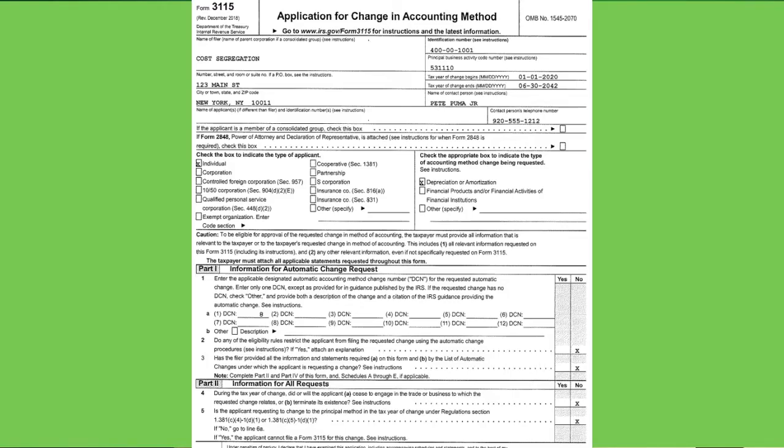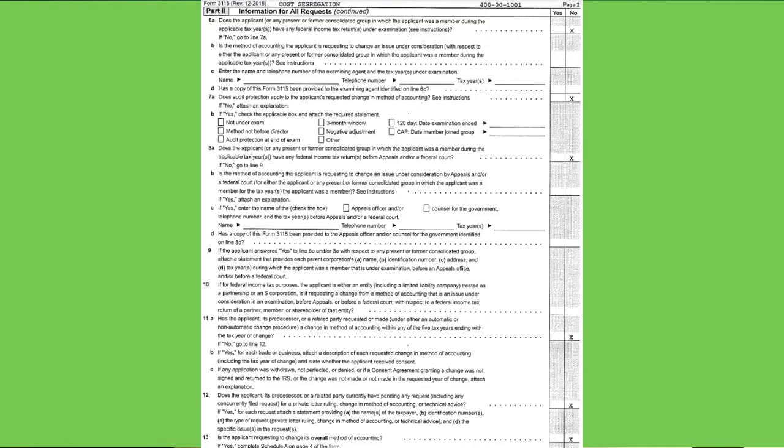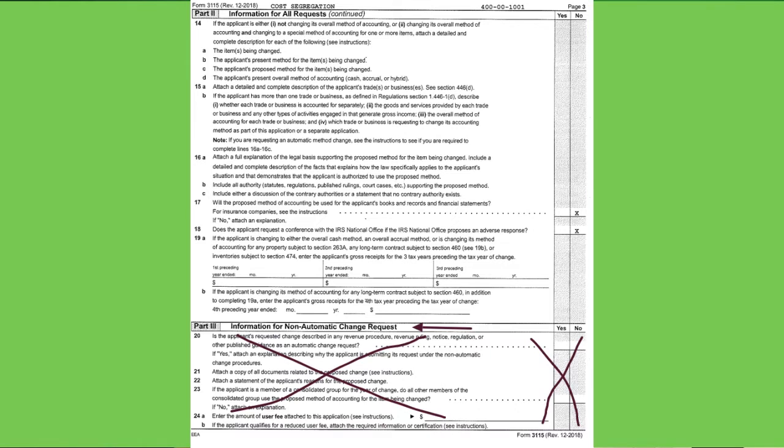The biggest thing that's going to give you some issues is going to be the DCN, the designated automatic accounting method change number. For a cost segregation study, the code is 8, and that's because we're going from a permissible form of depreciation to another permissible form of depreciation. The rest of the page is going to be some questions. Page 2 is going to have some questions. Page 3 is going to have some questions on the top third or 2/3 of the page. The bottom third is going to be the beginning of the part that doesn't apply to what we are going to be doing that involves a cost segregation study.